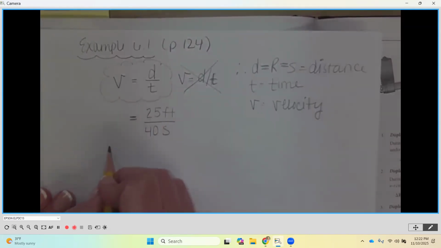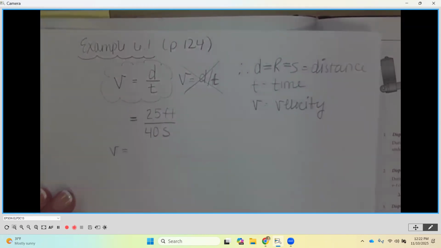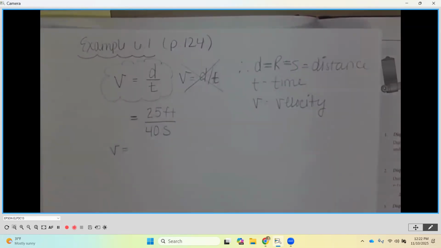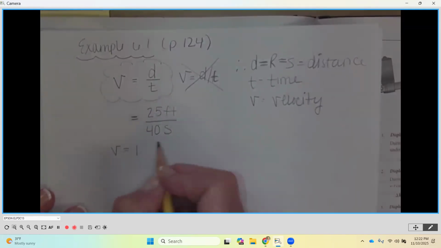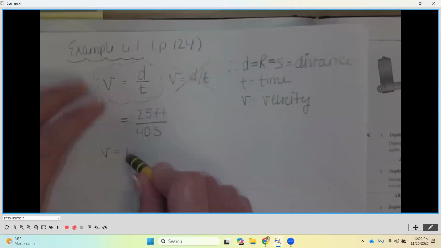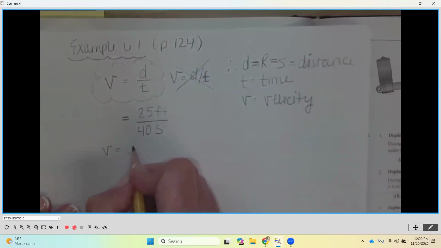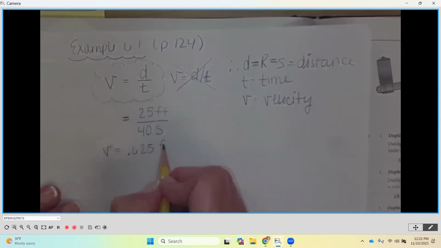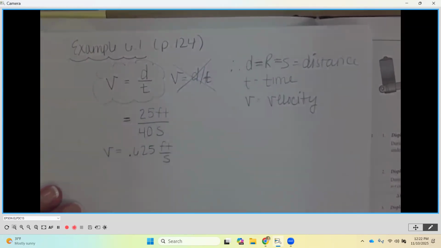So now if I do the math here, velocity is equal to 25 divided by 40. What's the number I get? Everybody should have their calculator out doing it. 0.625. Yeah, that's right, 25 divided by 40. And what are my units here? Feet per second. Nothing canceled out, did it?